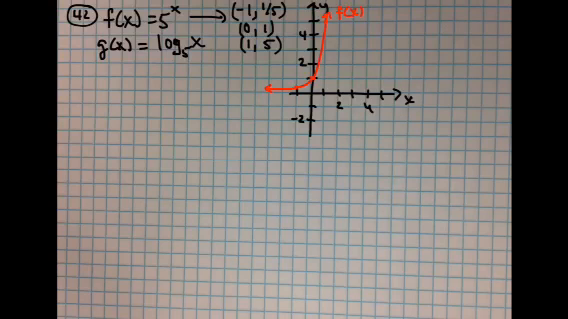Okay? For g of x, because they are inverses of each other, I'm just going to switch the x and the y of the reference points that are on the screen. So instead of -1, 1/5, I'm going to put 1/5, -1. Instead of 0, 1, I'm going to put 1, 0. Instead of 1, 5, I'm going to put 5, 1. And then connect.